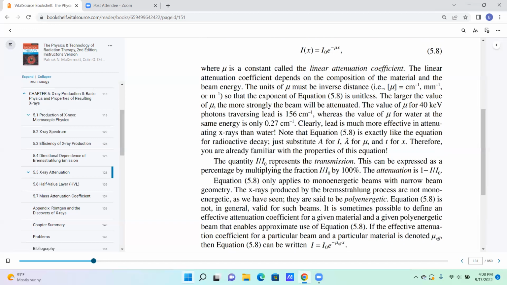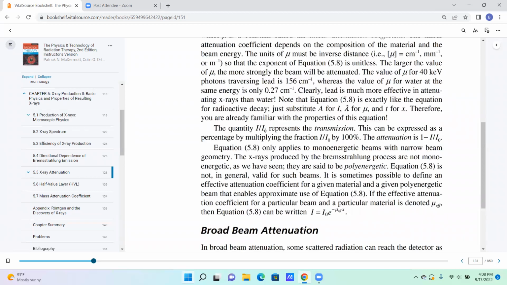You don't want that. So the quantity here, I over I naught, represents the transmission. Transmission is going to be how much of the beam actually gets through, what's stopping it. The attenuation is basically going to be 100% minus whatever the transmission happens to be. If you ain't going through, you get stopped. That's how this is going to be looked at. So attenuation and transmission, if you add those two together, you should end up with the intensity of the primary beam going through.